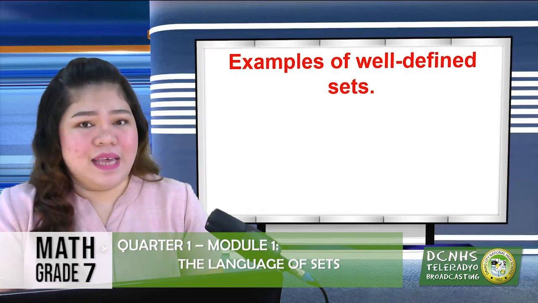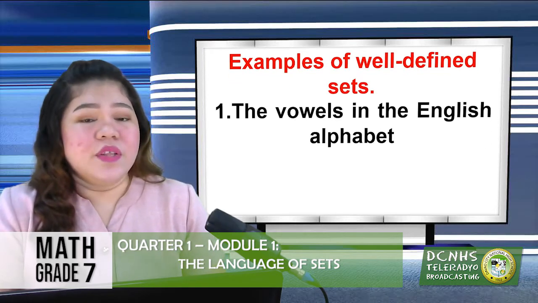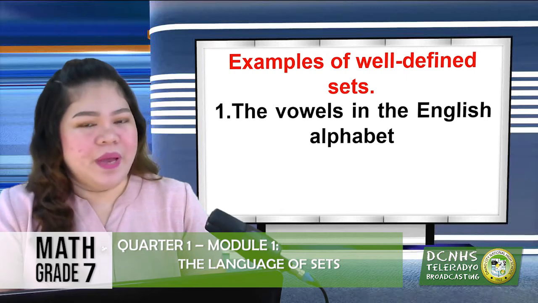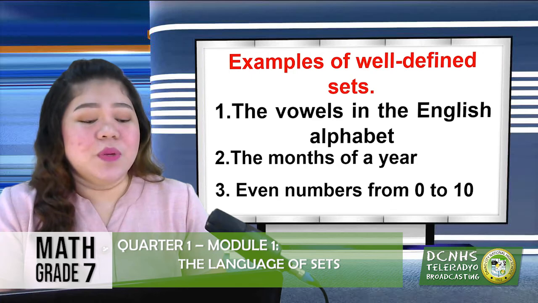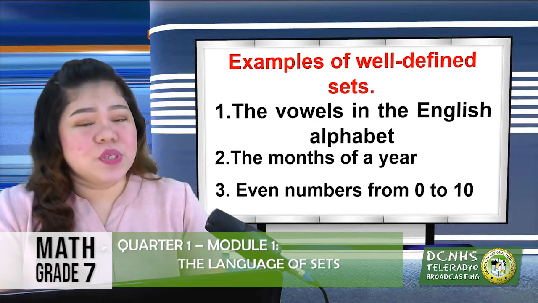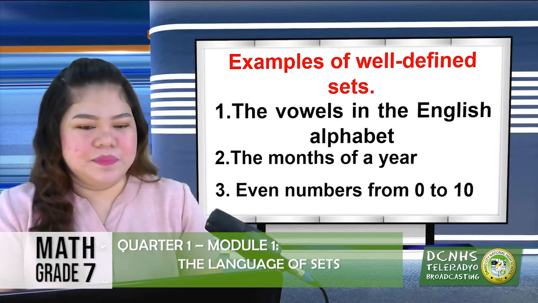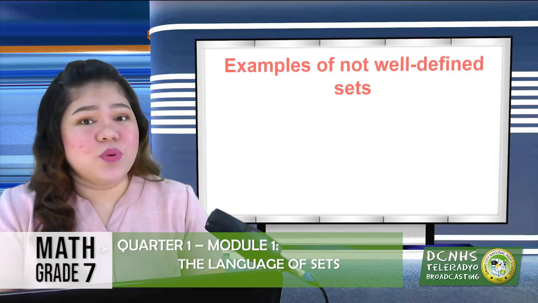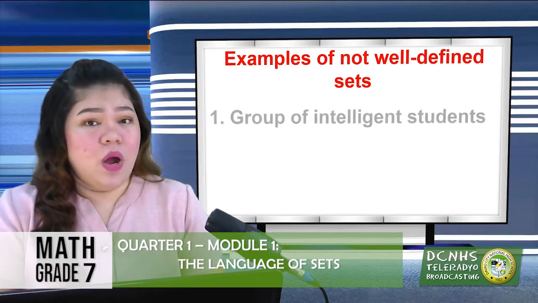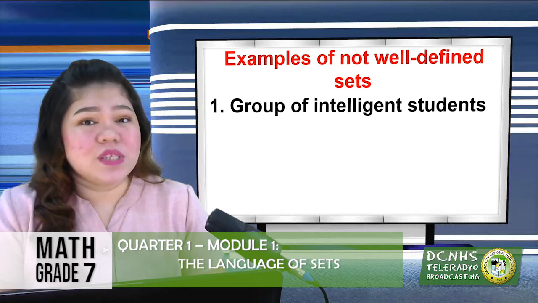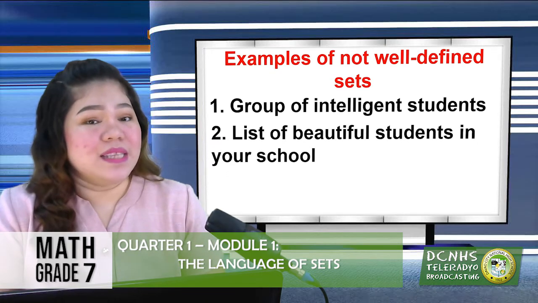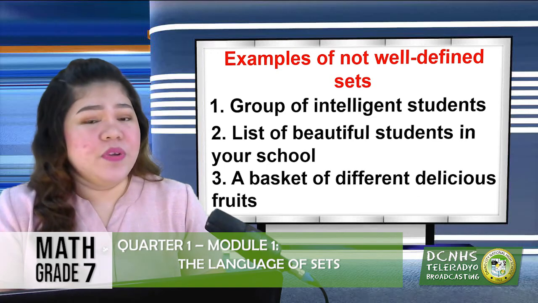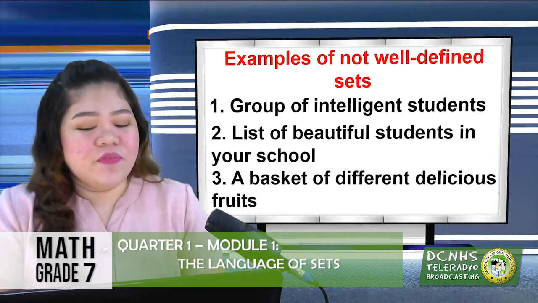Examples of well-defined sets. Number 1, the vowels in the English alphabet. Number 2, the months of a year. Number 3, even numbers from 0 to 10. Examples of not well-defined sets. Number 1, group of intelligent students. Number 2, list of beautiful students in your school. Number 3, a basket of different delicious fruits.